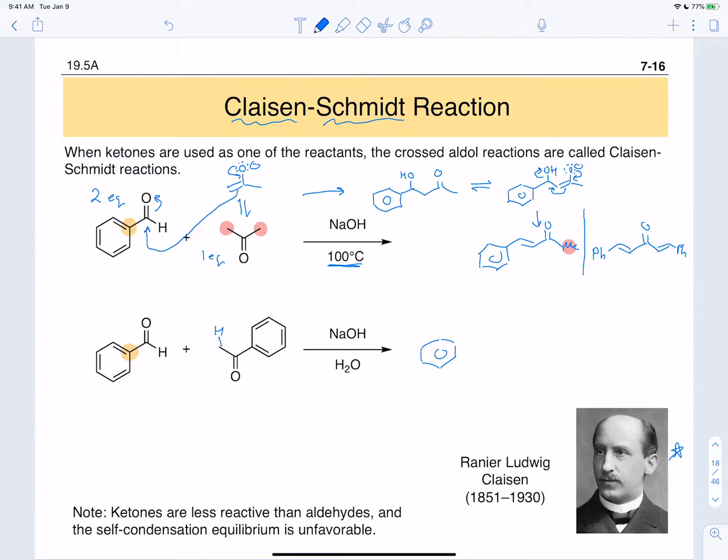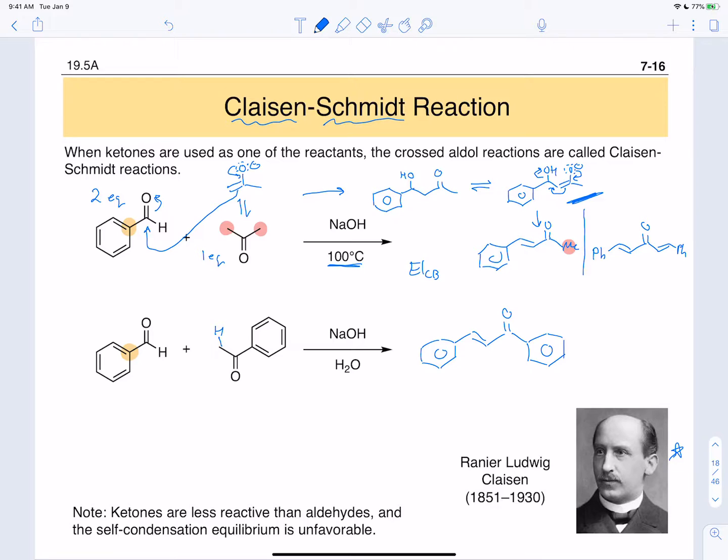And overall, a similar outcome will be observed, where we have the initial attack of the enolate onto the aldehyde, followed by loss of water through that E1CB, the conjugate base mechanism, where we do need to have this deprotonated intermediate take place as a discrete step in the mechanism.